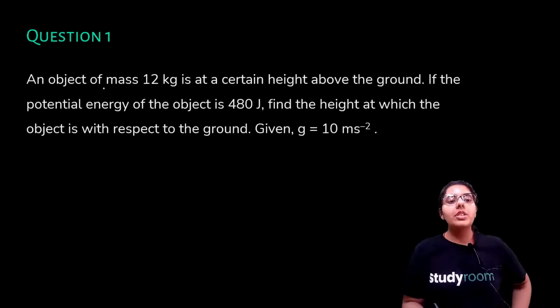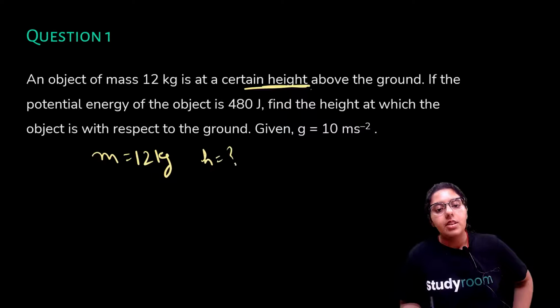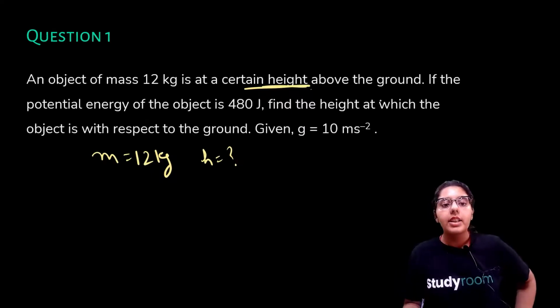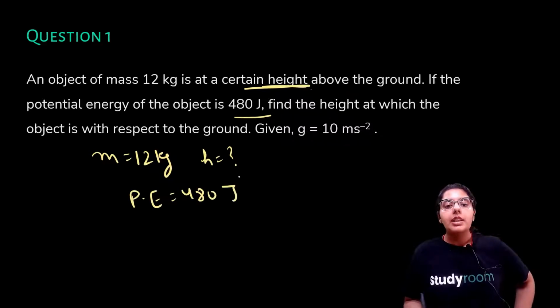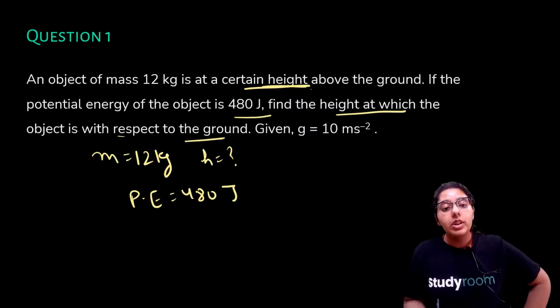Let's do one more question. An object of mass 12 kg is at a certain height. We are not given the height. If the potential energy of the object is 480 joules, then find the height at which the object is with respect to the ground.